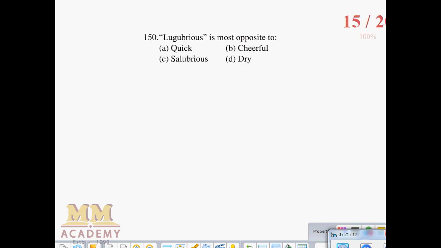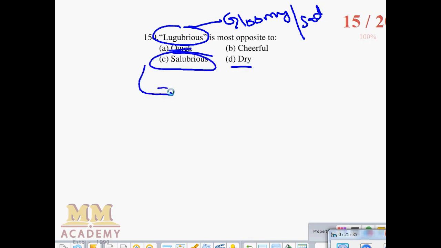Okay. Lugubrious. Lugubrious is most opposite. Now lugubrious means gloomy, sad, right? So we have got quick, cheerful, salubrious, and dry. Quick and dry are easy. Salubrious means hygienic, health-giving, clean, and lugubrious means sad, upset, right? So what is the possible answer? B is definitely the right answer, right?